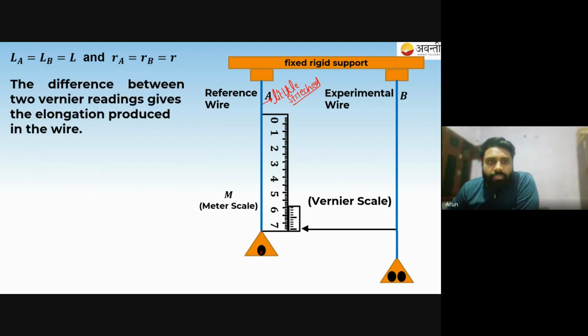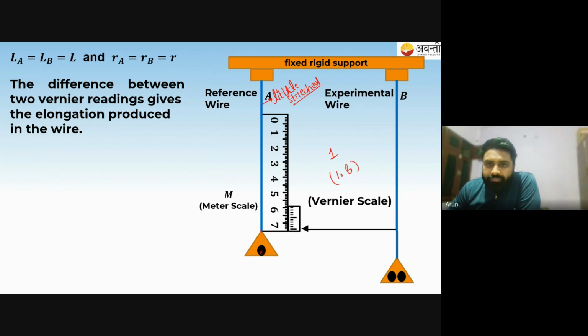The difference between the readings will give you the elongation. So the difference between two vernier readings: initially we note the reading, and finally, after the elongation, we note the reading again, and then we take the difference. Suppose initially we have a reading of 1, and finally we get a value of 1.8.